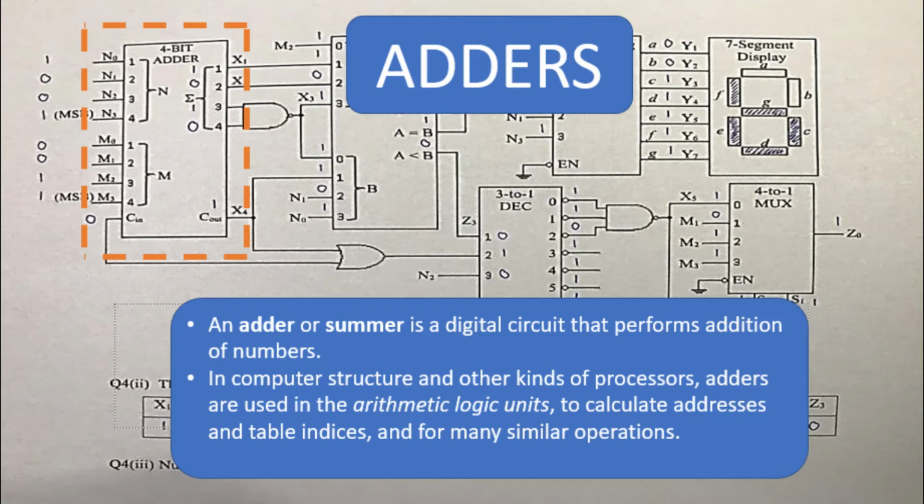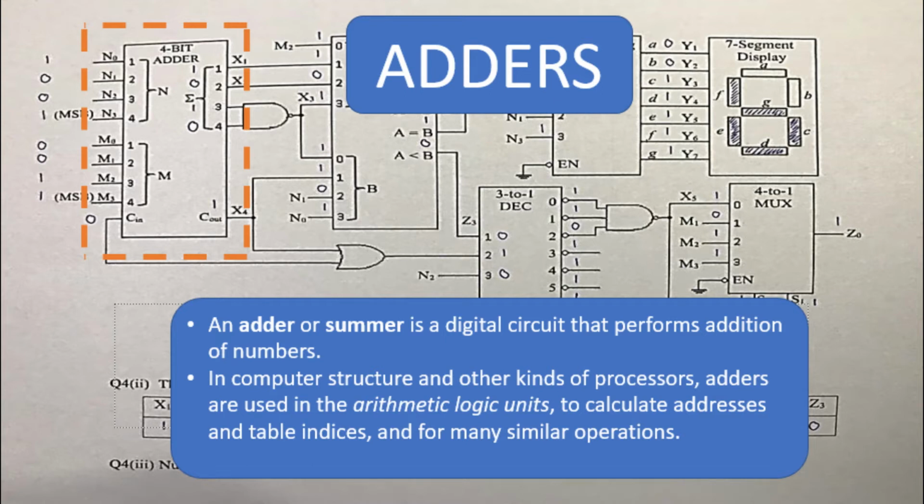So today we'll talk about the function of combinational logic for adders. An adder, or summer, is a digital circuit that performs addition of numbers. In computer structures and other kinds of processors, adders are used in the arithmetic logic units to calculate addresses and table indices and for many similar operations.